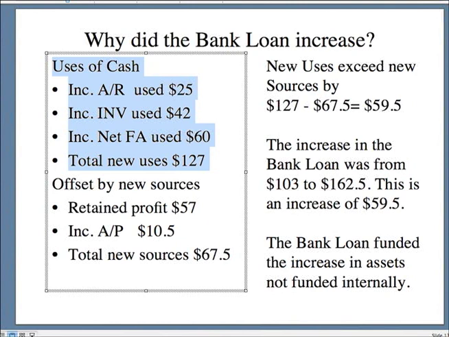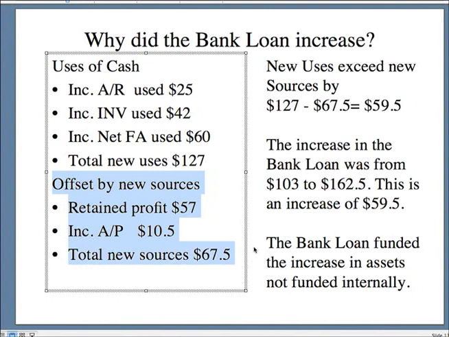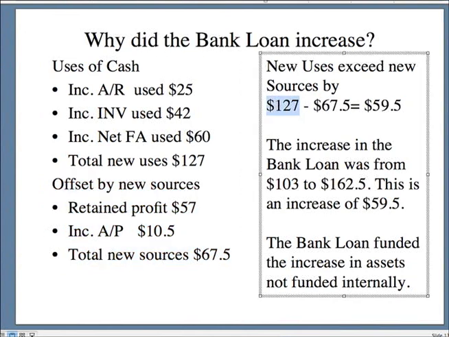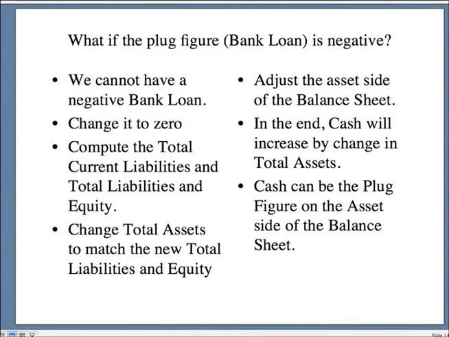Now we got part of that from retained profits, 57. We increased our spontaneous financing through payables by 10.5. So our total new sources of funds were 67.5. We needed 127. We got 67.5. That leaves 59.5 that had to be financed externally, and that was the amount of the bank loan increase. So $59.5 balances the uses with the sources.